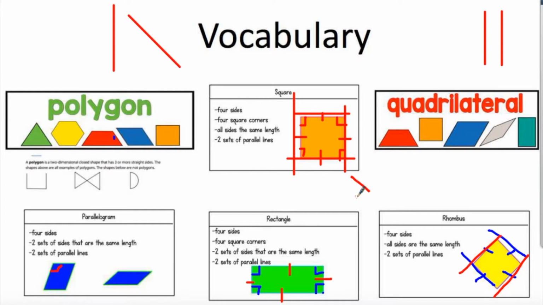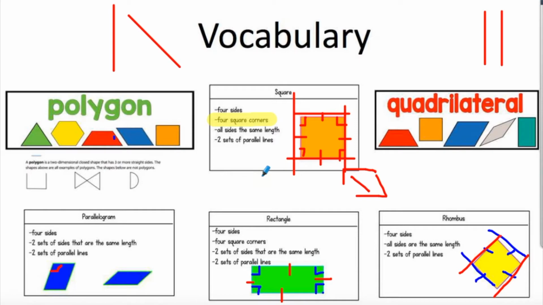But let's look at the difference between this rhombus and square. Take a second to think, what do you see that's up here that they don't classify for a rhombus? Okay, so I hope that you notice that a square has to have 4 square corners, but a rhombus does not have to have 4 square corners. So a square can be a rhombus, but a rhombus cannot be a square.